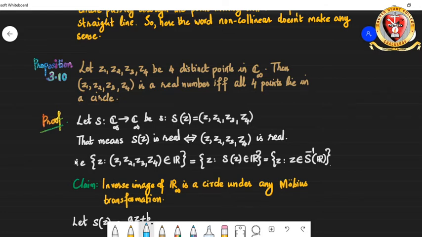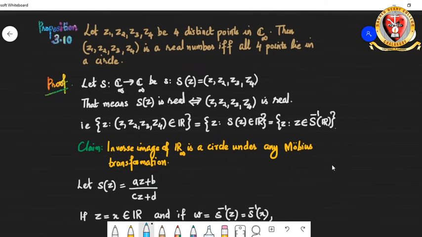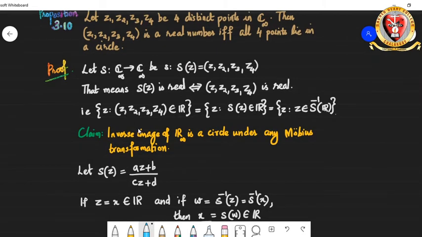So that means the set of Z such that the cross ratio belongs to R is nothing but the set such that S of Z belongs to R, which is nothing but the set of all Z such that Z belongs to S inverse of the set of all real numbers. All of them are the same sets. Now we are claiming that the inverse image of R union infinity is a circle.